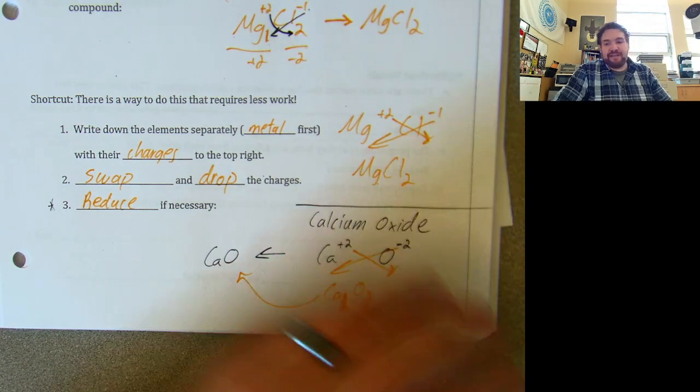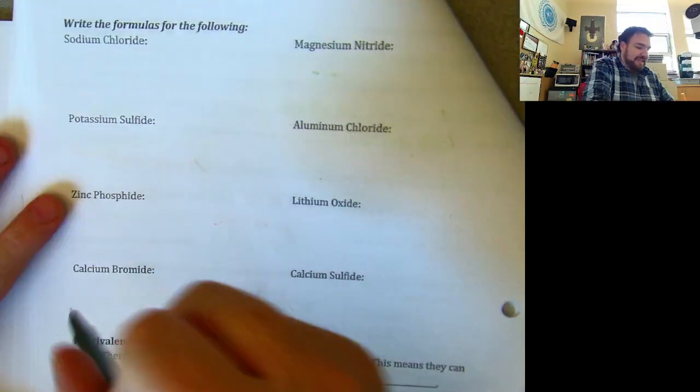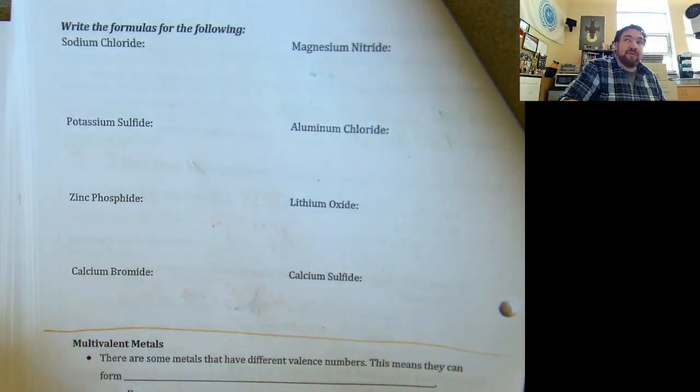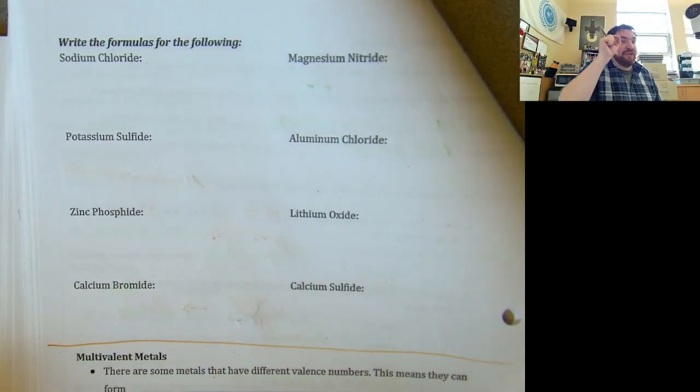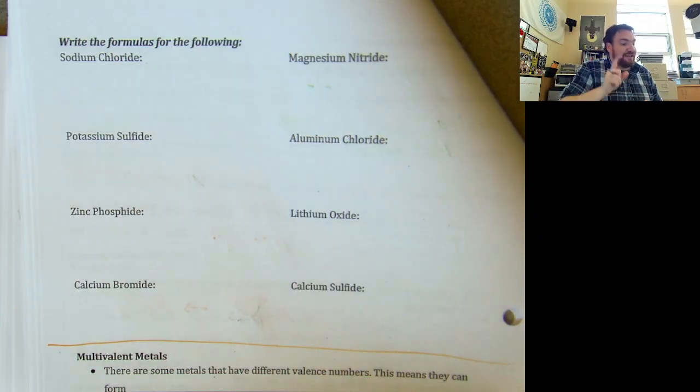So what I'd like you to do in the next, there's about 3 minutes left in the block, I want you to give me the formulas for these 8. Crank them out. Write down the symbols, yes, you need a periodic table. Write down their charges, and then either do the long way or swap and drop your way to figuring out those 8.